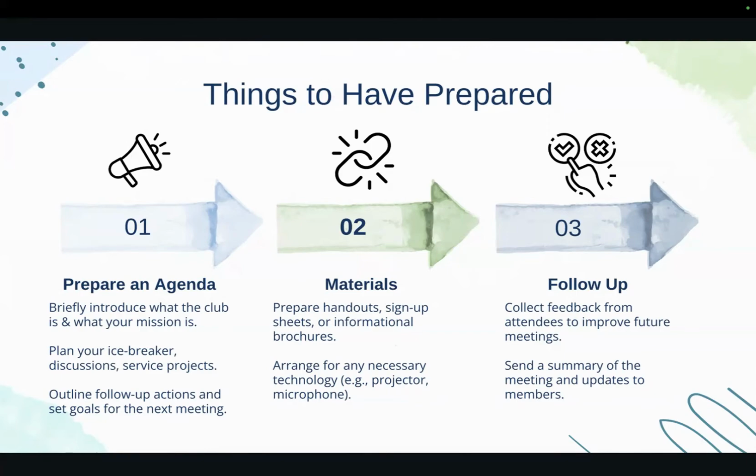Number 2 is materials. You want to have everything prepared, like handouts, sign-up sheets, or informational brochures, or even the food in the back. You don't want to be going around once the meeting is over trying to collect all the food and trying to get all the members in a line to get the food. You want to have all of that prepared beforehand. Maybe have a board member stay at the booth where the food is, so you don't have a bunch of people crowded up there and it feels claustrophobic.